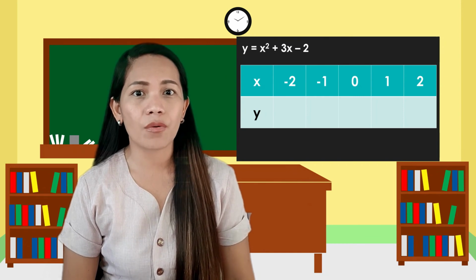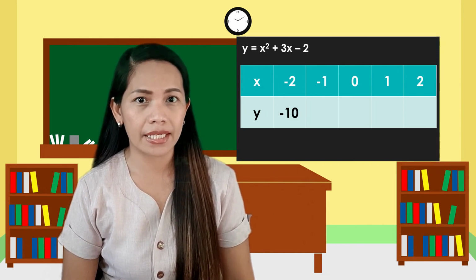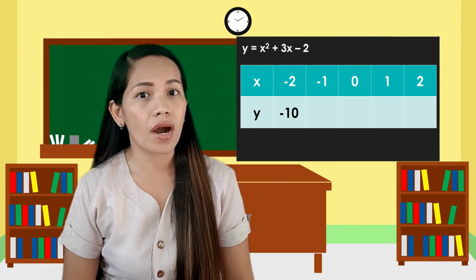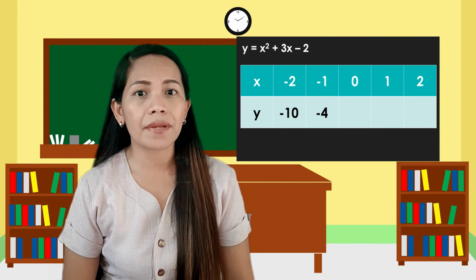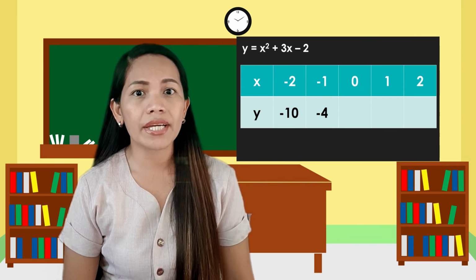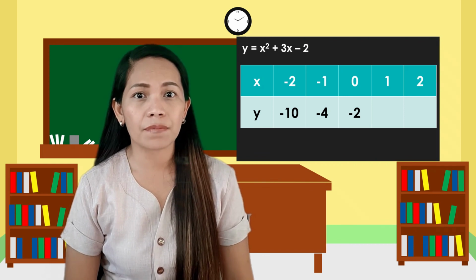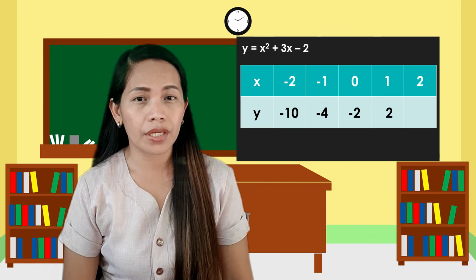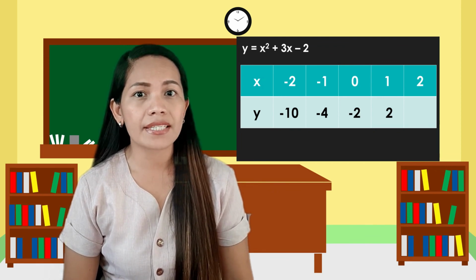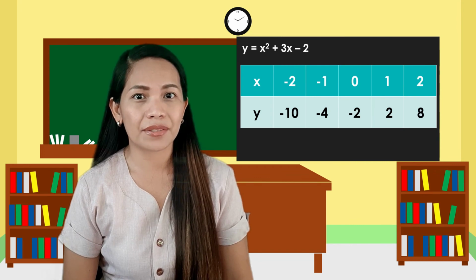Now, if x is equals to negative 2, our y is equals to negative 10. If our x is negative 1, our y becomes negative 4. If we replace x with 0, we get a y that is equals to negative 2. And if x becomes 1, we get a y that is equals to 2. And finally, when we replace x with 2, our y becomes 8.